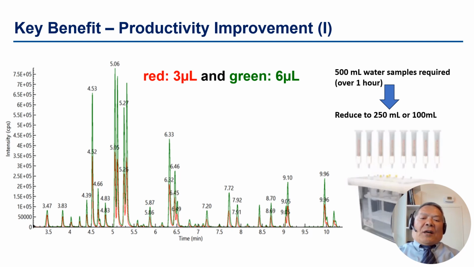So in this study, we use a relatively large ID column so that we can inject a relatively large amount of sample on the column. For example, instead of injecting 2 microliter, we can inject up to 6 microliter of sample on the column. So this will significantly increase the sensitivity. Therefore, it makes it possible to use less water sample. In addition, when you inject a large volume sample, your precision can also be improved. Your accuracy also boosts.